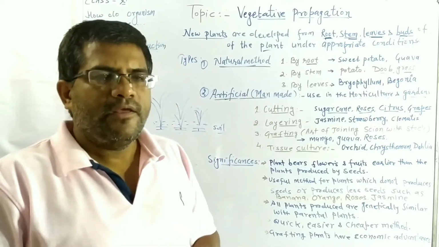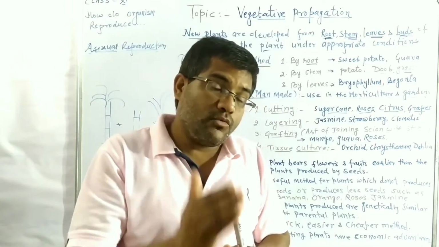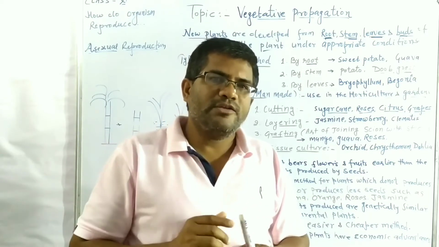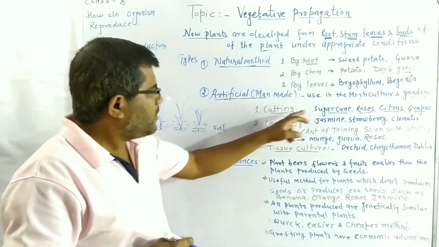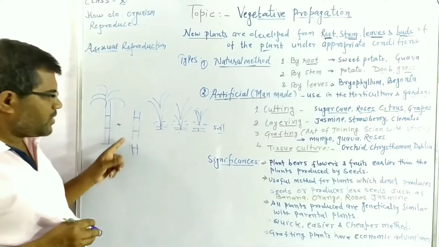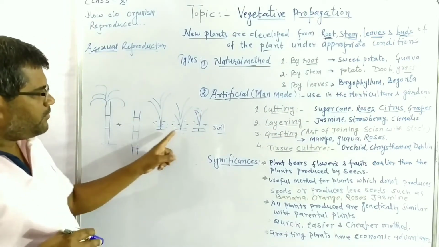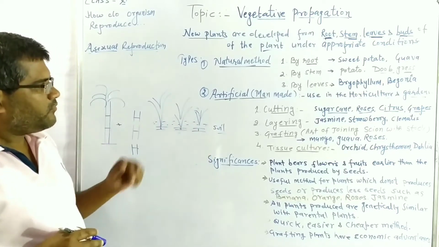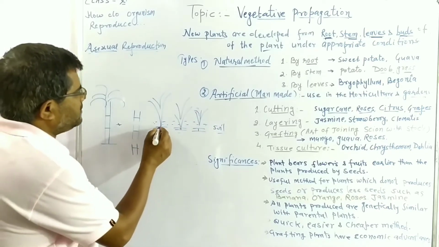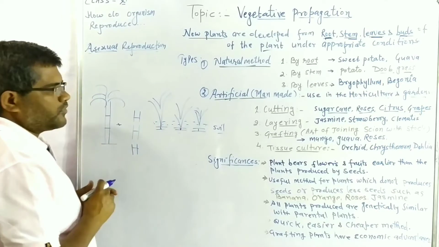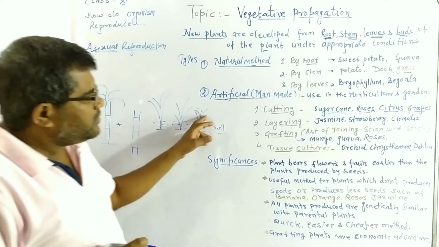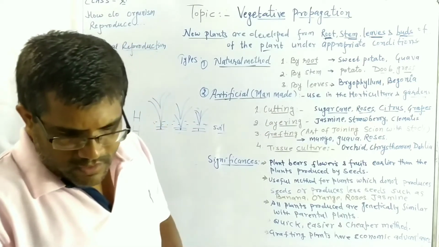What happens here? You have to take the stem or root and cut it into small pieces. So one stem you are taking and cutting into small pieces. Now each piece is covered with the moisture soil, and after some days from the node region, new plants are developed. So this method is called cutting.